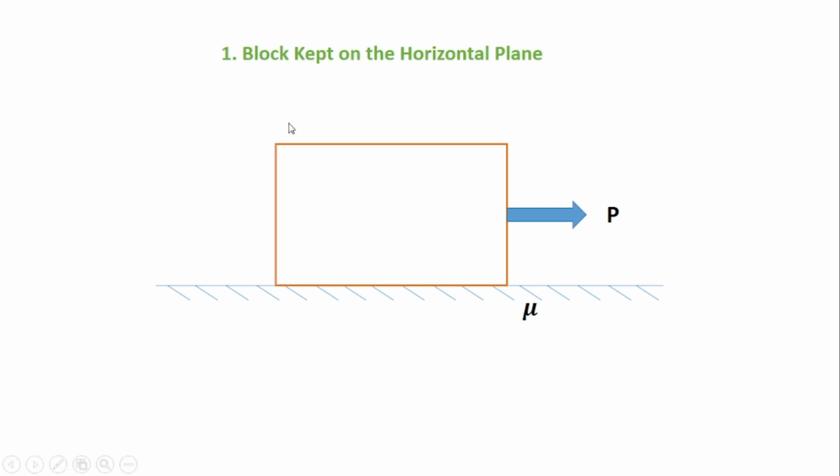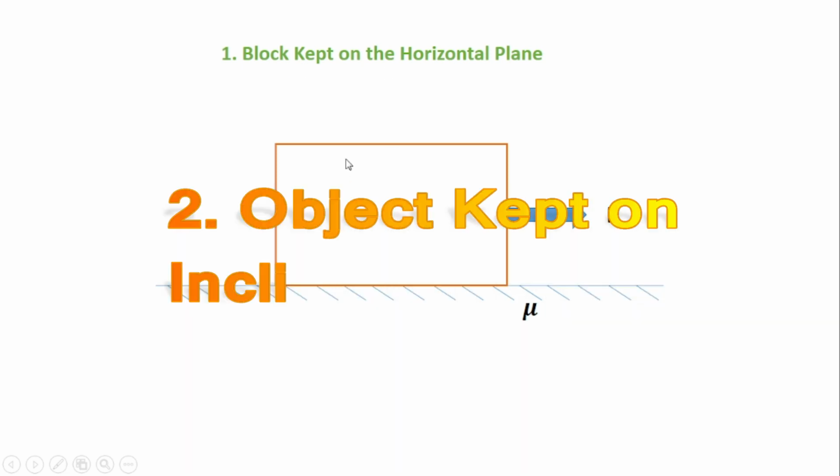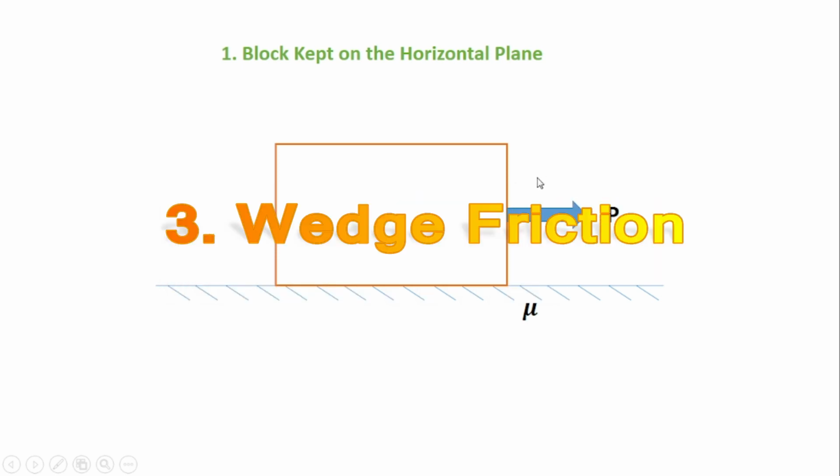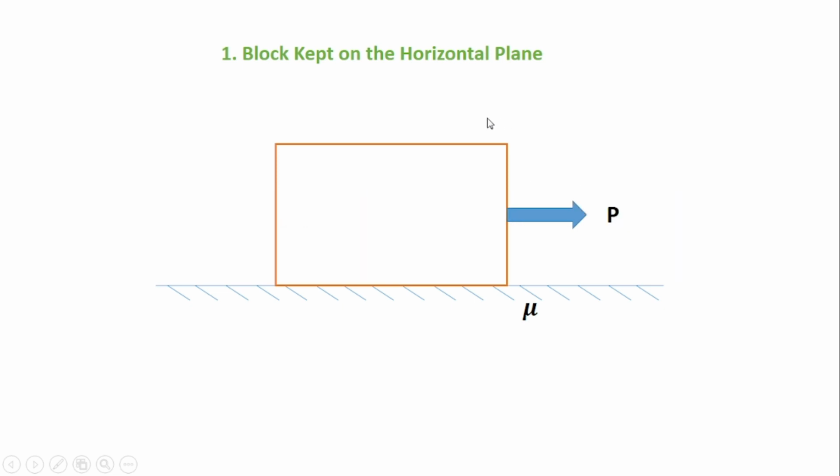So this module is divided into four parts. The first part is the objects which are kept on the horizontal plane. The second part is the objects which are kept on the inclined plane. The third part is wedge friction and the fourth part is ladder friction. So you can focus on the first three parts. Ladder friction is not that important, but you should know how to draw the FBD.